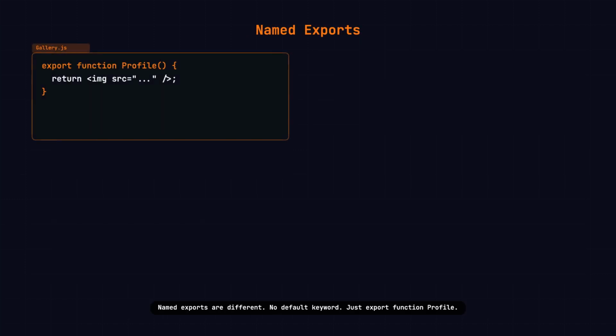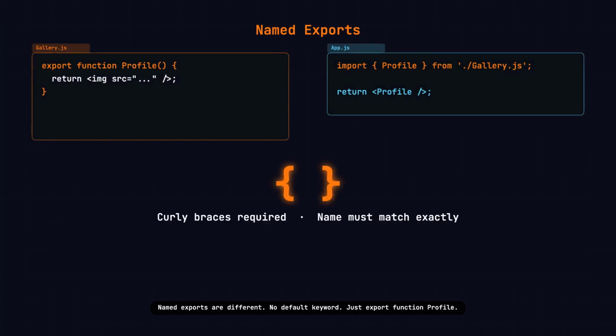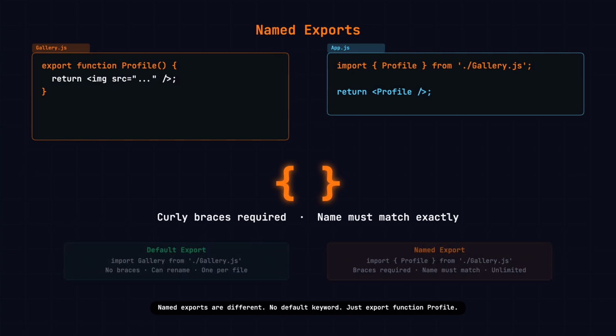Named exports are different, no default keyword, just export function Profile. To import a named export, you must use curly braces. Import Profile in curly braces from Gallery.js. With named imports, the name must match exactly. That's why they're called named imports.